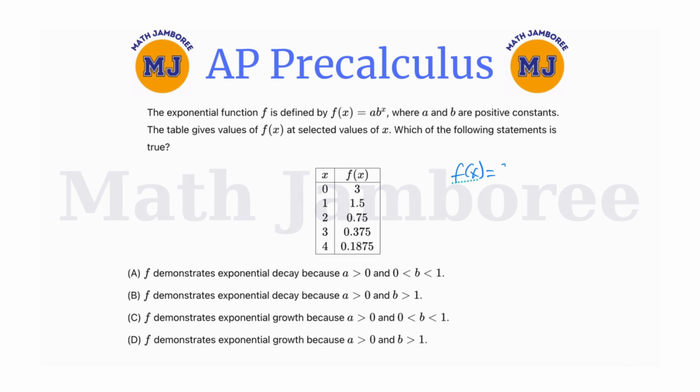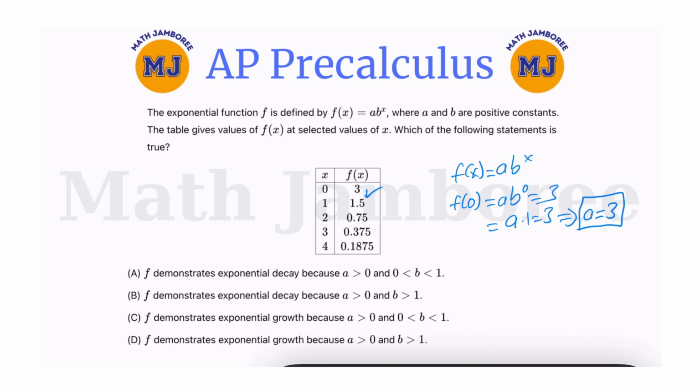F of x is given as a times b to the power of x. If you use the first given value, just substituting 0 for x, you will find f of 0 is 3. So b to the power of 0 means 1, and a times 1 is 3. Therefore, the value of a is 3. And in all choices, a is given as greater than 0, so we cannot eliminate anything with that.